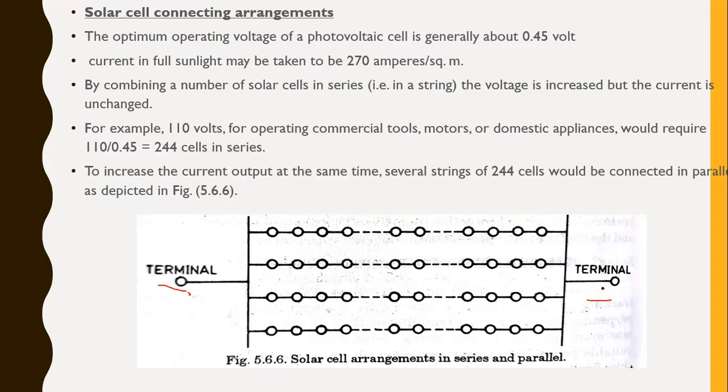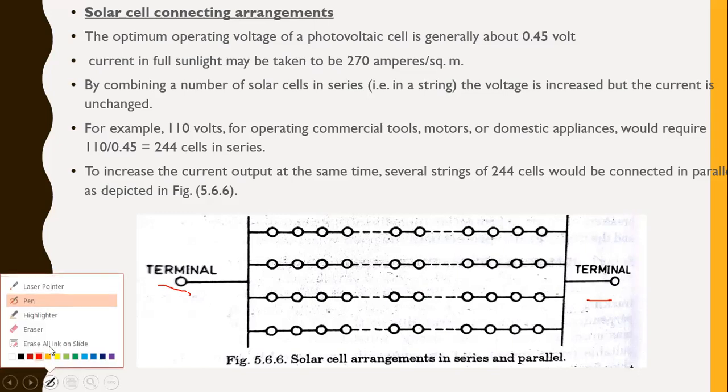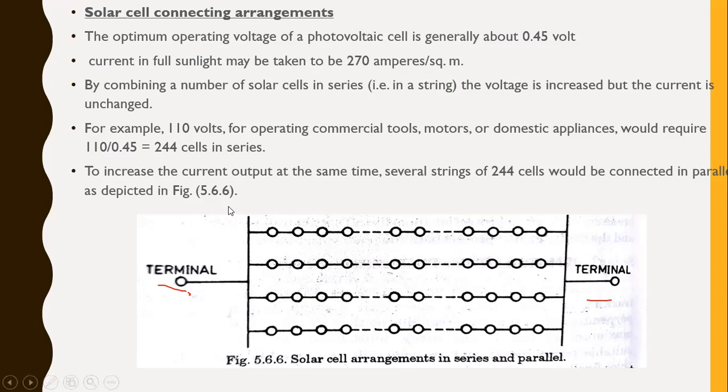Power means voltage into current. So power is V into I. V is 0.45 and current is 270. Sorry, here for 40 we are getting 1.08. So 0.45 into 1.08. Total current for 40 square centimeters, so power is 0.45 into 1.08 watts in full sunlight.